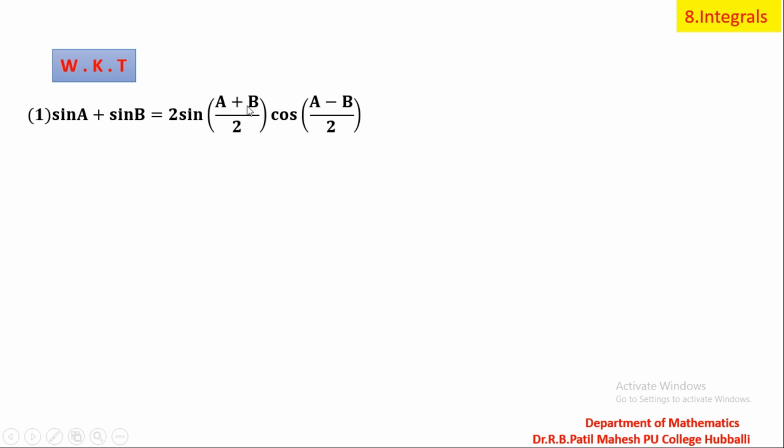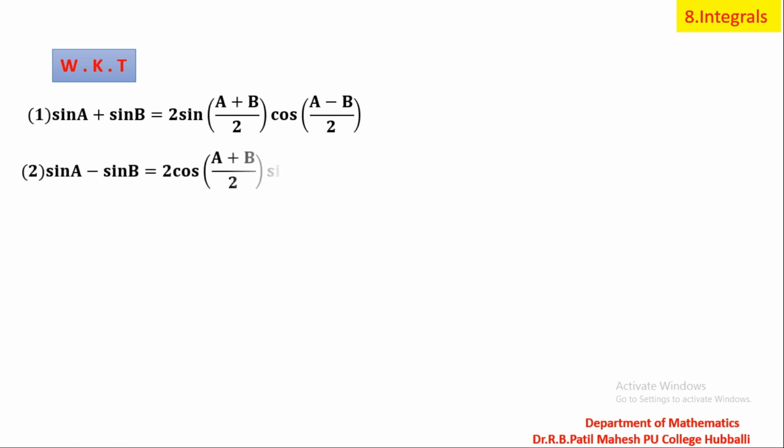Number 1, sin A plus sin B is equal to 2 sin of (A plus B) divided by 2 cos of (A minus B) divided by 2. This is for sin A plus sin B. This you have learnt in your PU1 in trigonometric functions chapter.